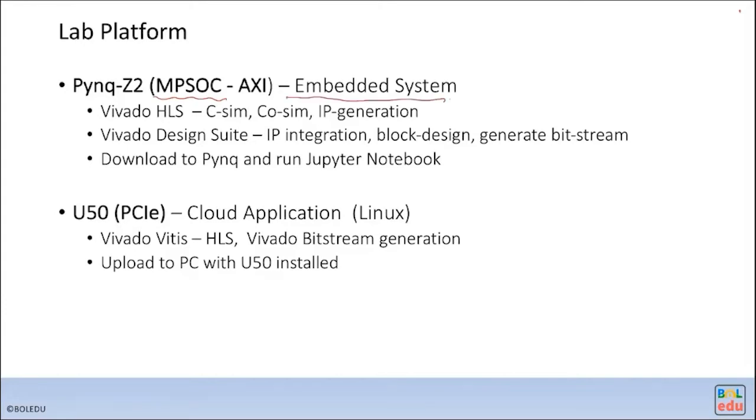Another platform we'll be using is used in the cloud. It's a U50, a PCIe accelerator card. So we will be using these two platforms. With these two platforms, basically you address all the application acceleration platforms. People just use these two platforms.